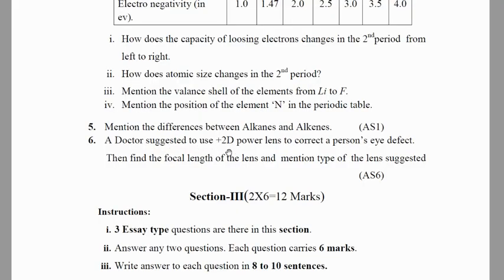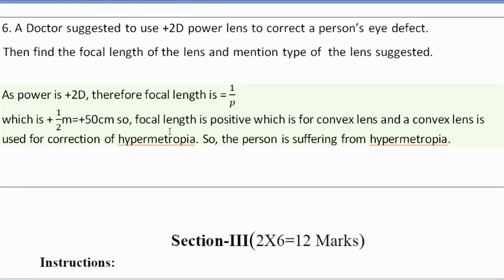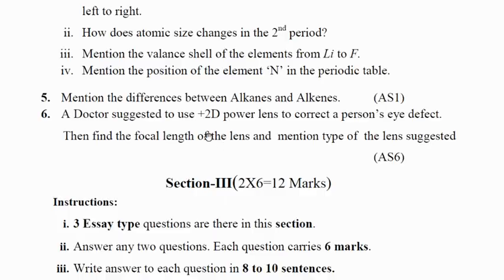A doctor suggested using a +2D power lens to correct a power defect. Then find the focal length of the lens and mention the type of lens suggested. So the focal length is positive, which is for a convex lens, and a convex lens is used for correction of hypermetropia. So the person is suffering from hypermetropia.